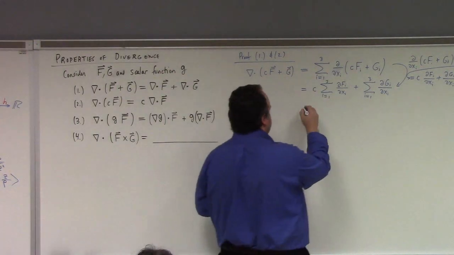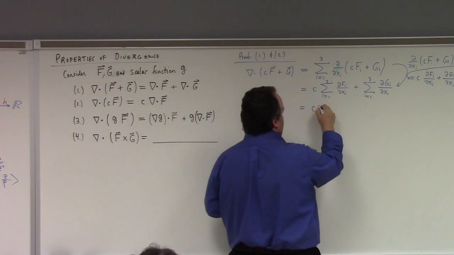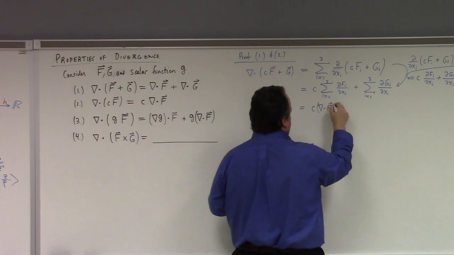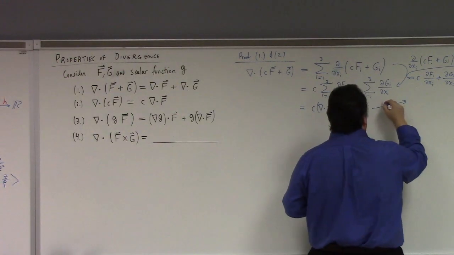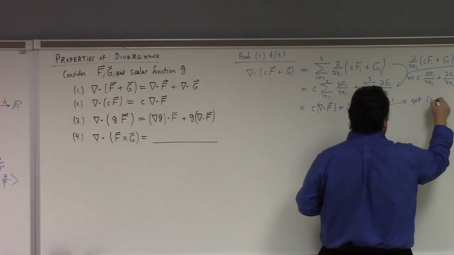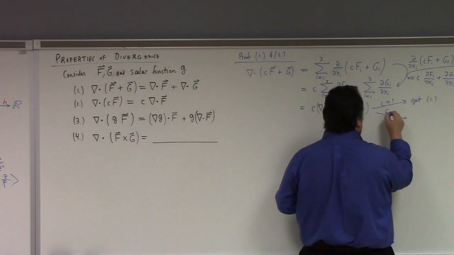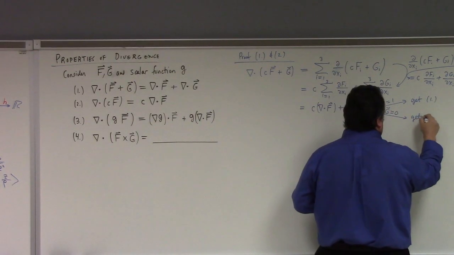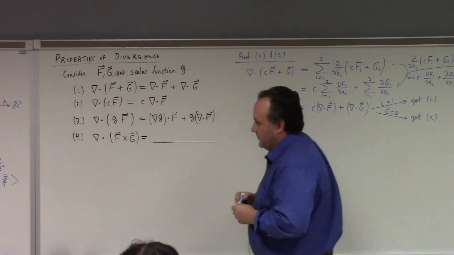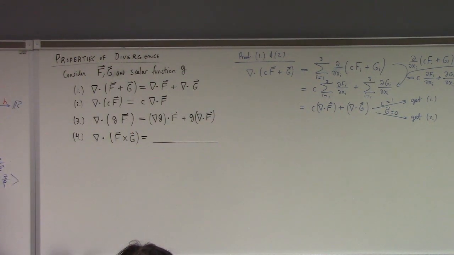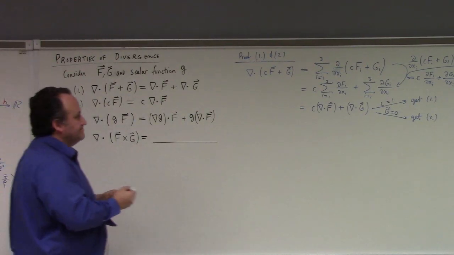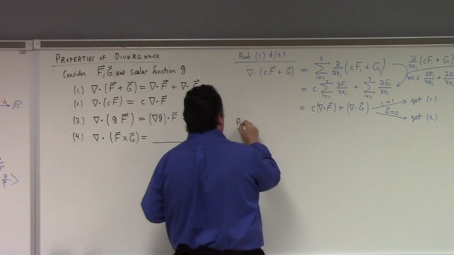And what do we have? Well, this is C times the divergence of F plus the divergence of G, and there you go. If you put C equal to 1, you get 1. And if you put G equal to 0, you get 2, right? So it's a twofer. We proved 1 and 2 at the same time. All right? How do we prove 3? Let's do it. I already did 2.